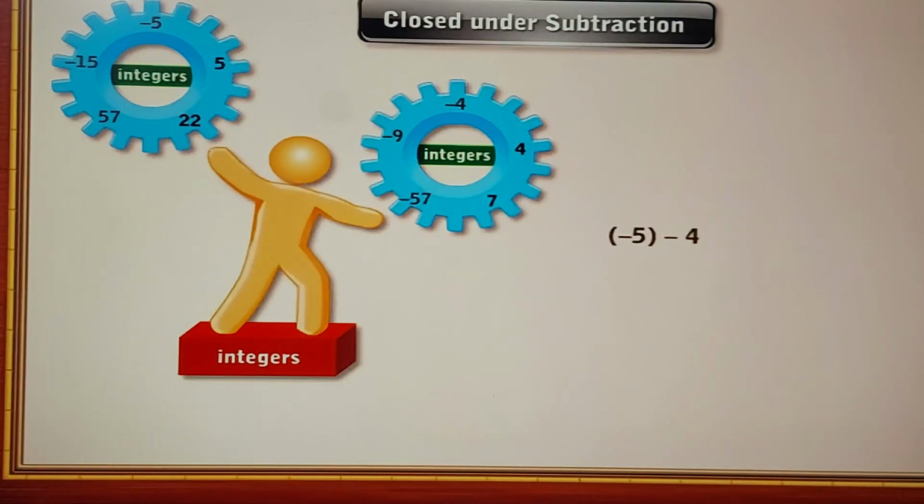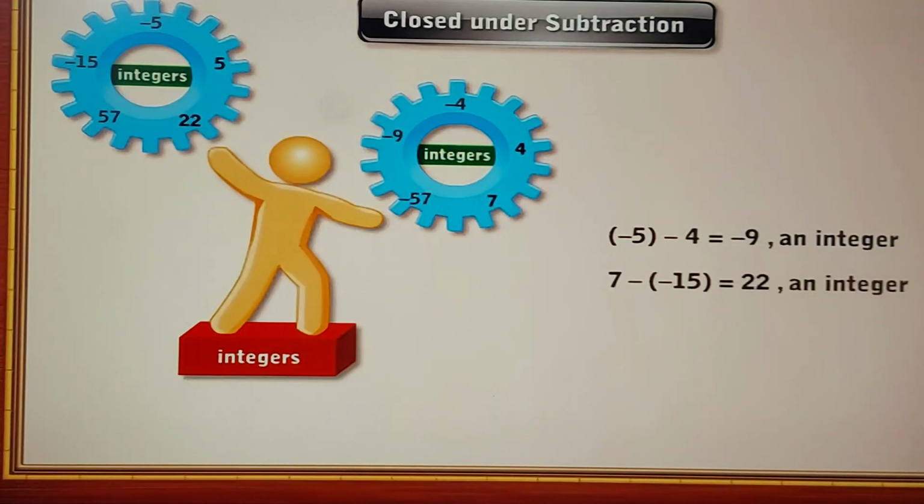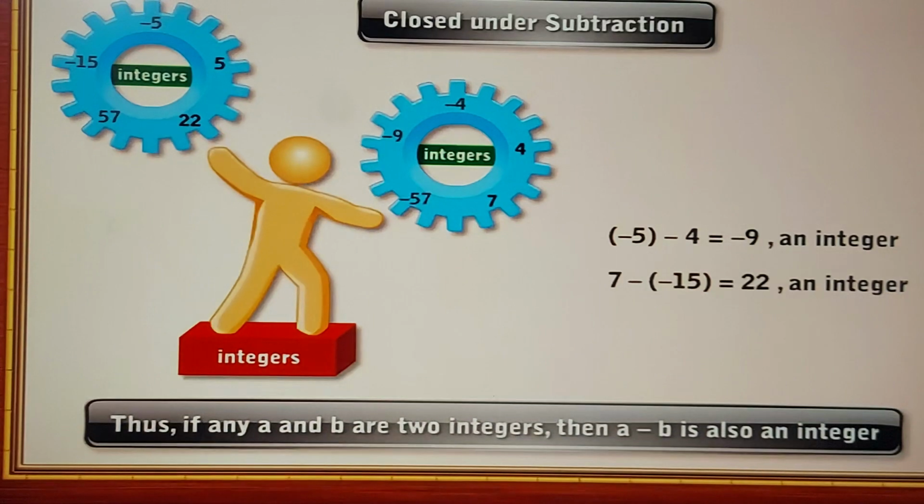On subtracting 4 from minus 5, we get minus 9, which is also an integer. Now, if we subtract minus 15 from 7, we get 22, which is also an integer. Since subtraction of integers gives integers, we say integers are closed under subtraction too. Thus, if a and b are two integers, then a minus b is also an integer.